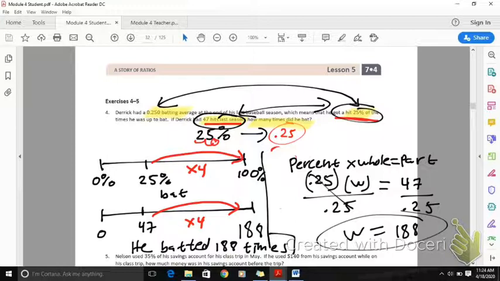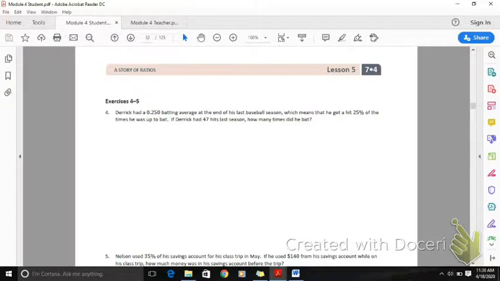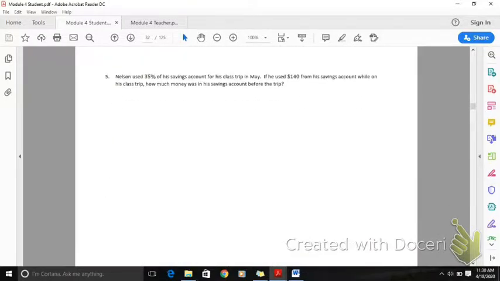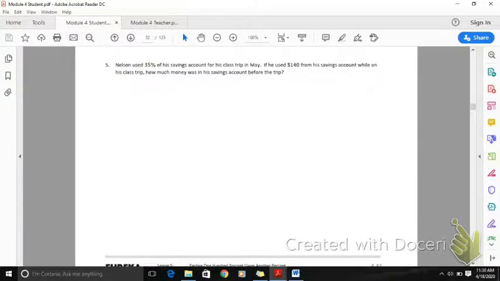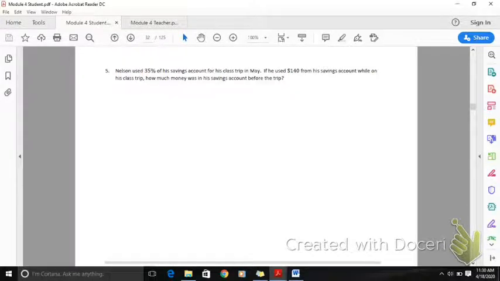Hopefully that wasn't too bad. We'll do one more problem below it. Alright, here it says Nelson used 35% of his savings account for his class trip in May. He used $140 from his savings account while on the class trip. How much money was in the savings account before the trip?